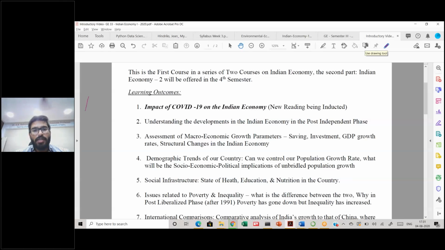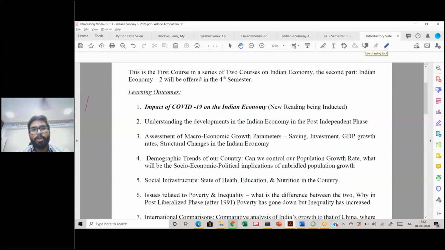So we'll talk about the state of health in the Indian economy. Then we'll also talk about education. You might have heard that the government recently unveiled the new education policy 2020. So we'll talk about what the past policies have been, how education has evolved, what the deficiencies have been, and whether the new education policy 2020 is bringing a solution to the structural problems that we have in the education sector.